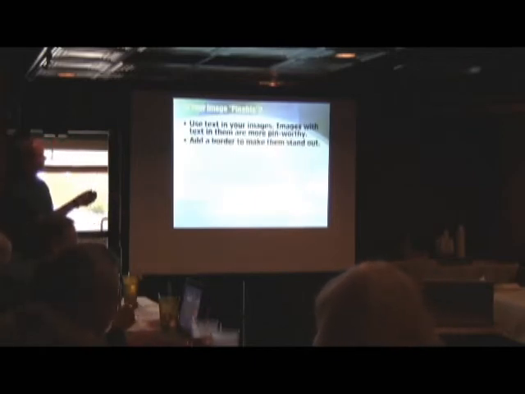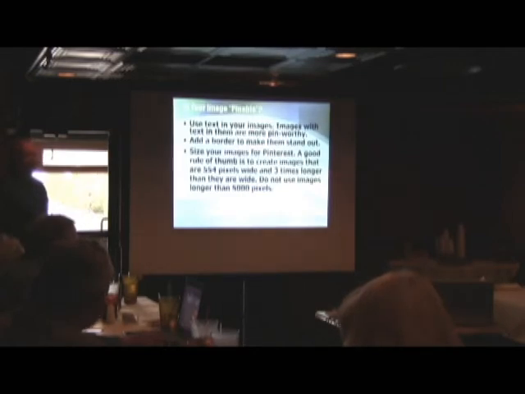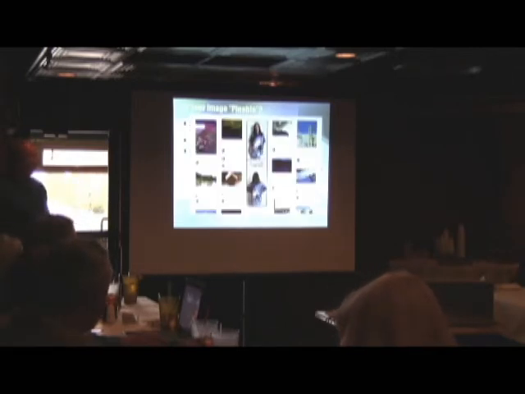One way that you can do that is to put text in your images. You can add a border around them to make sure they stand out. These are all things that people typically don't do. And you can size your images specifically so that when they land on a Pinterest board, they really stand out. And one way to do this is make them be 554 pixels wide, and about 3 times longer than they are wide, and you'll get something like this.